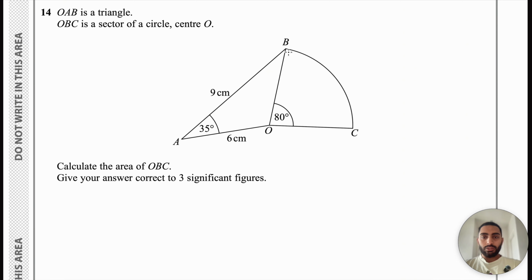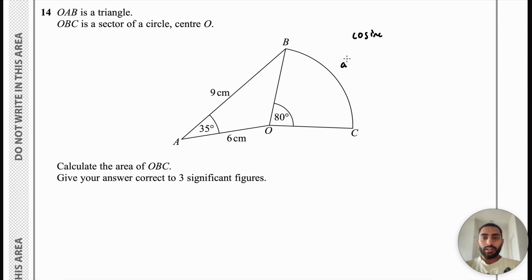What rule could we use to find this length BO? I've got two of the sides and I've got this angle between them. That's telling me I need to use my cosine rule. If I had information that was opposite to each other, like a side and an angle, that means I would be using my sine rule, but this one will be cosine rule.